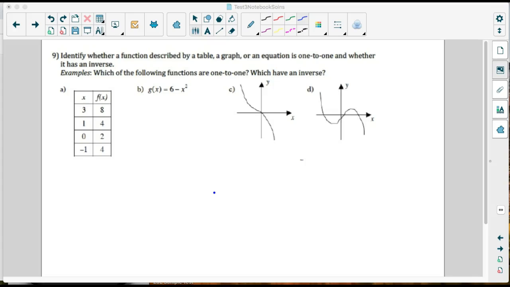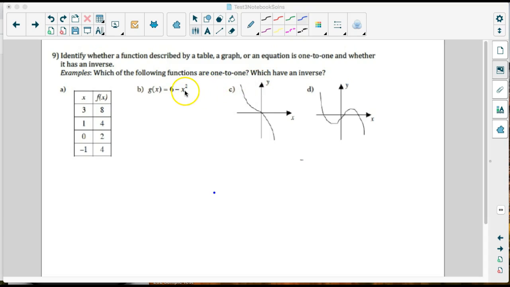Okay, in this video we're going to look at problem 9 on the review. Identify whether a function described by a table, graph, or an equation is one-to-one and whether it has an inverse. That's a function. We should be able to say that all things can be written with an inverse, but in this case we're implying that the inverse is a function. So the two things that we're looking for here is whether or not the values are one-to-one, and if it is one-to-one, then it does have an inverse function.